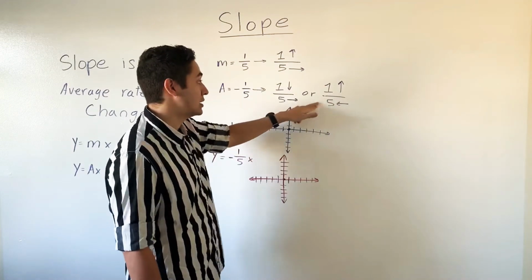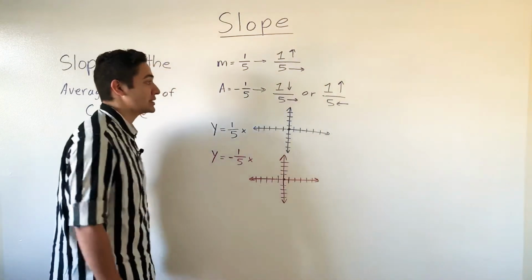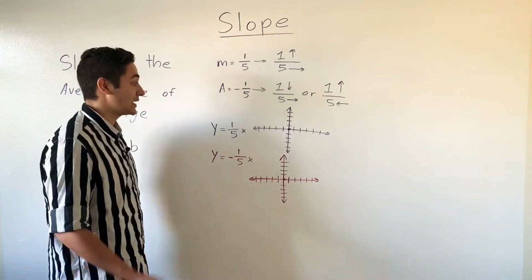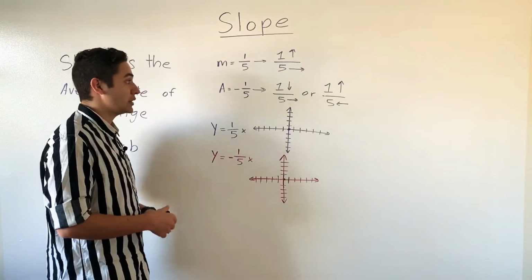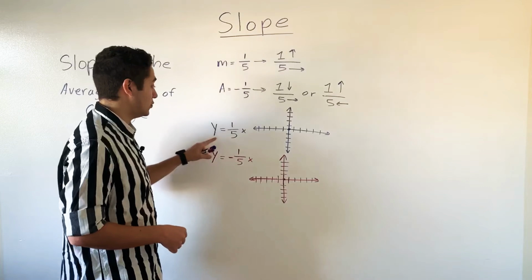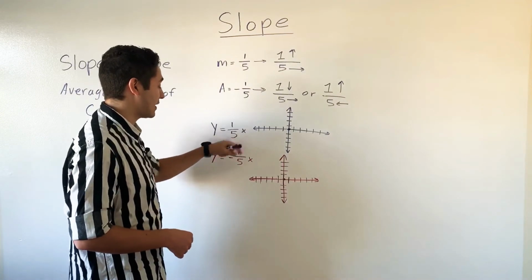Okay, and we're going to break this down a little bit now that we see the negative side of things and how we graph them. So here we're going to use y equals 1 over 5x.